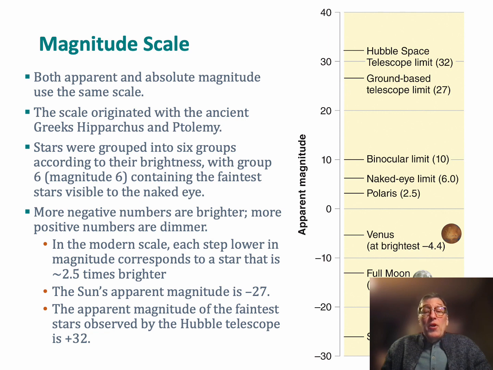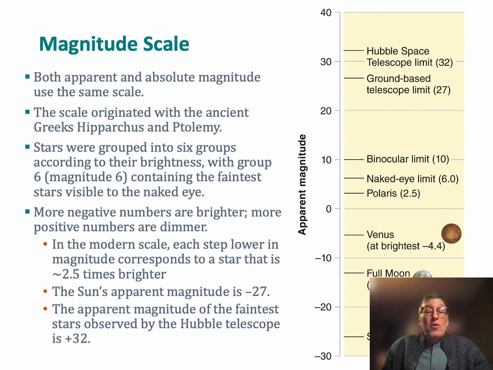As time went on, we took this ranking system and made it more quantitative, and now we can have negative magnitudes, and we can have magnitudes greater than 6 because we can use telescopes to observe stars that we can't see with the naked eye. So on this scale, it's a little bit counterintuitive. The more negative a number is, the brighter the star is, either as it appears in the sky or on an absolute basis. Positive numbers are dimmer. So it's kind of like a golf score where a low number is stronger or better than a high number.